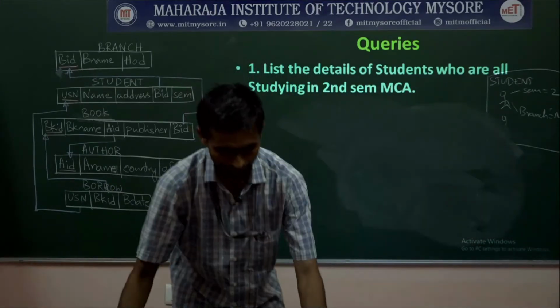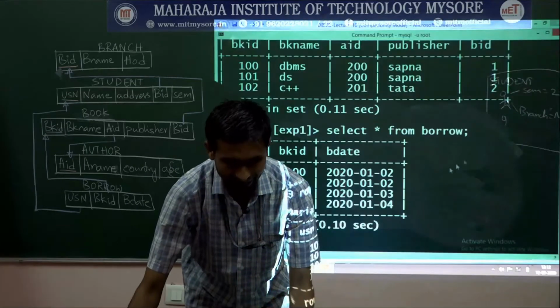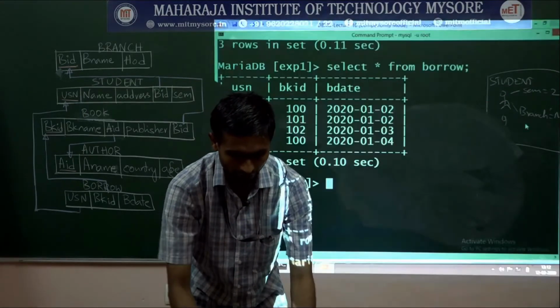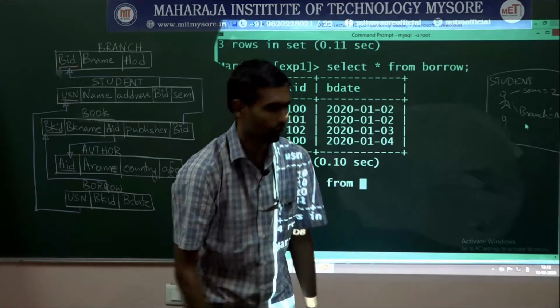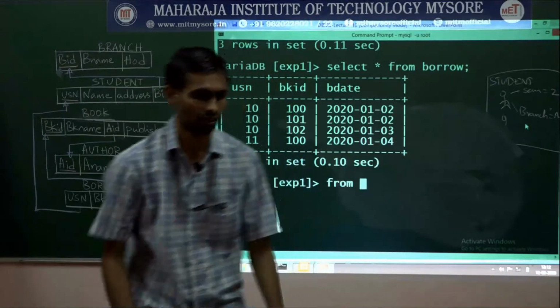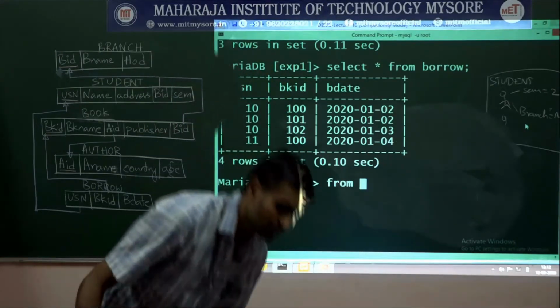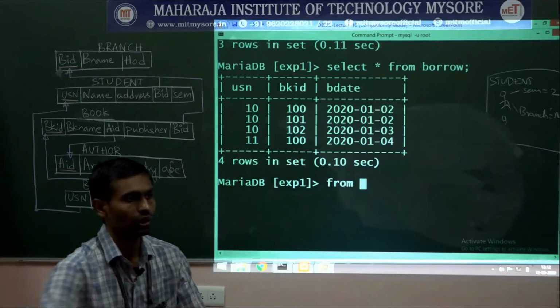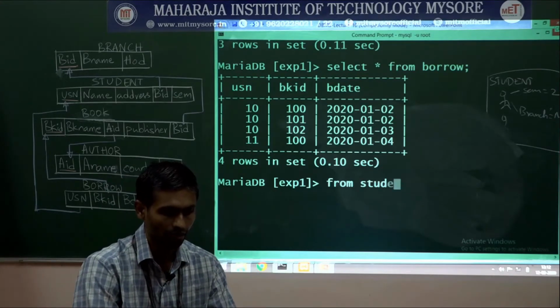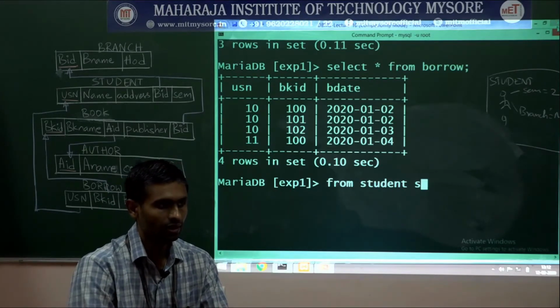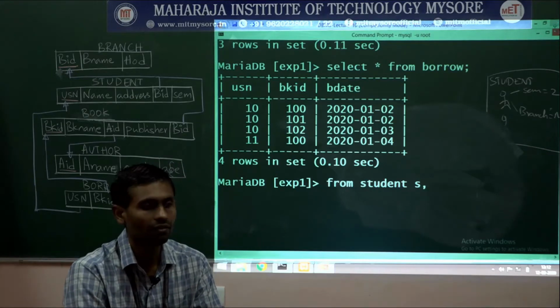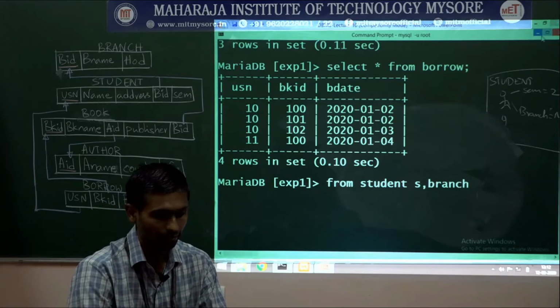I'll take you to the SQL. We said we require, what did we do? First we decided which tables are required. As per this example, we said we require two tables. One is a student table. Let me write student. Then the second table which is required is a branch. Let me write a branch B.